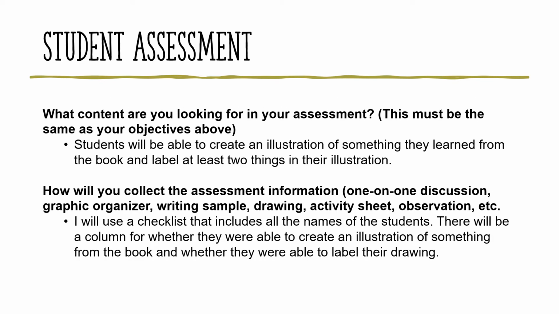The next part of the assessment is your formal assessment. And here there are 2 things that I want you to think about. First, what is the content you are looking for in your assessment? And this comes from your objectives. So if you'll remember, my objective said the students would be able to create an illustration of something they learned from the book and label at least 2 things in their illustration. Oh, look, that's exactly the same as my assessment. Because if you write your objective well, it should be the exact same thing that you put here under the content of your student assessment.